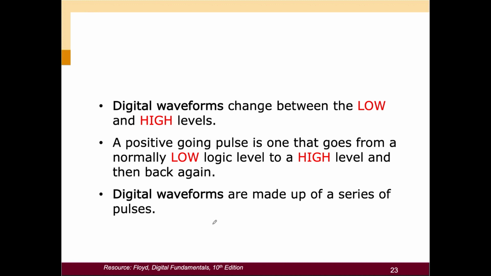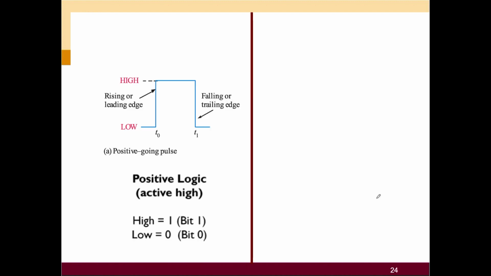So over here, digital waveform change between low and high level. So the positive going pulse is one that goes from normal, low, to the high. So after this, you're going to look at the positive and negative pulse, and digital waveform are made up of a series of these pulse, because you have positive pulse and also negative pulse. So next examples you're going to look into it.